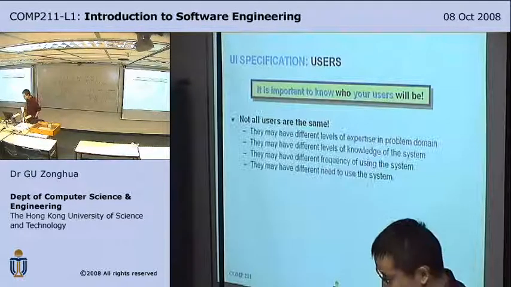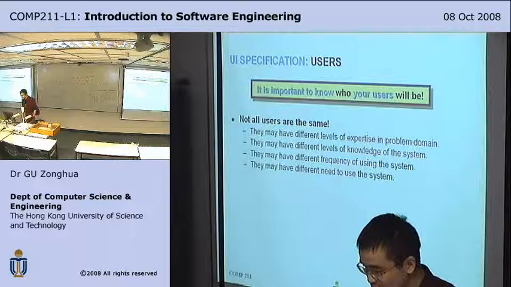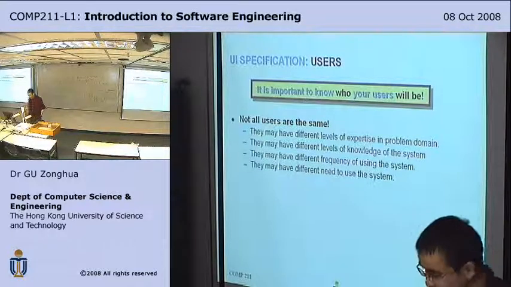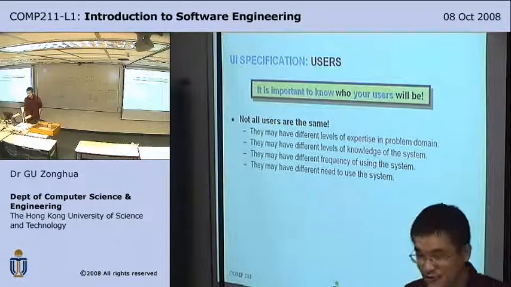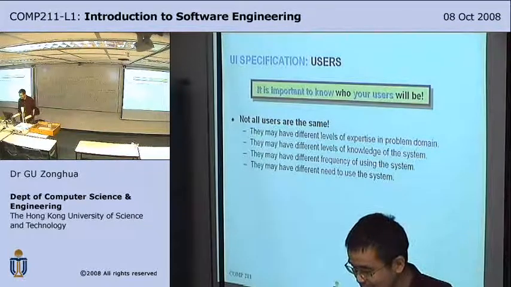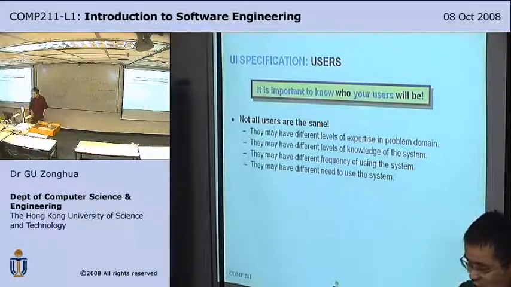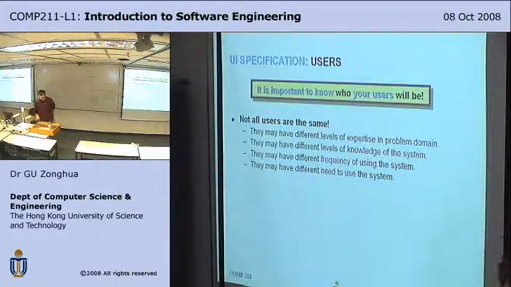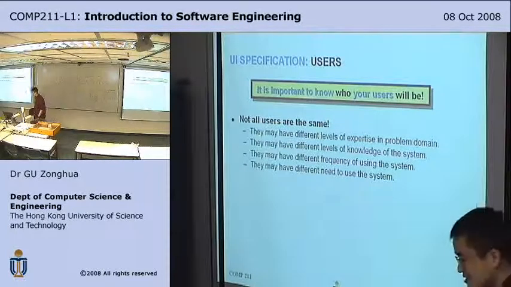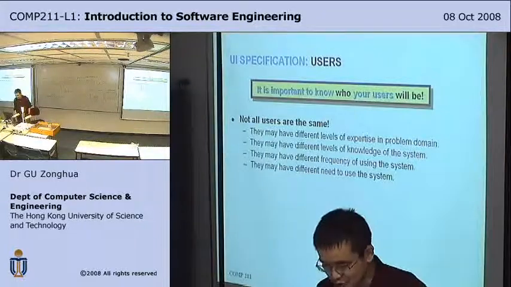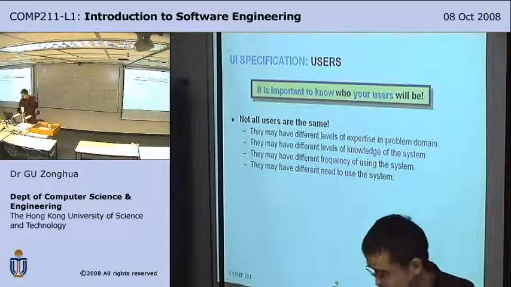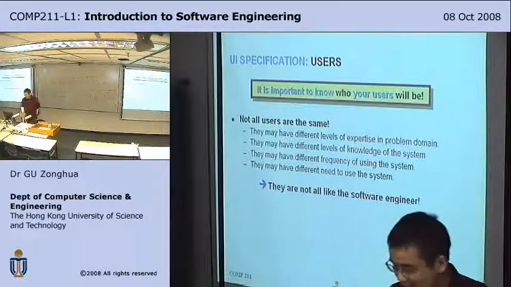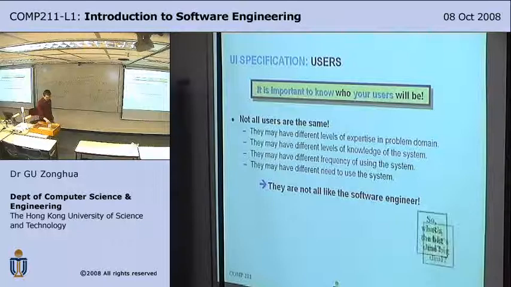So it's important to know who your users will be. Not all users are the same. They may have different levels of expertise in the problem domain, different levels of knowledge of the system, different frequency of using the system, and different need to use the system. So they're not all like the software engineer.